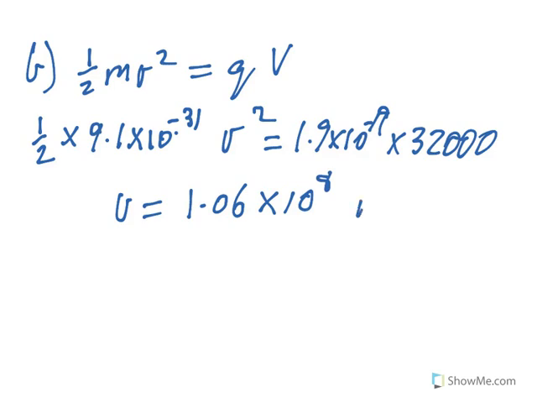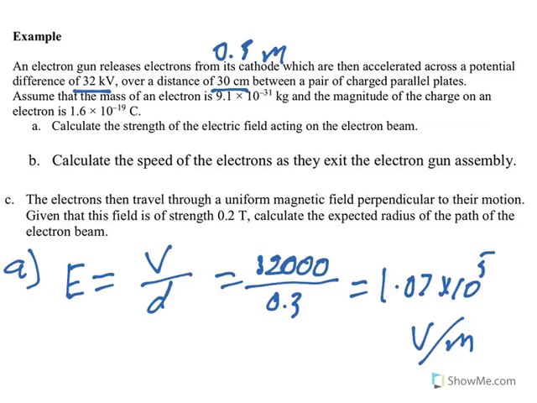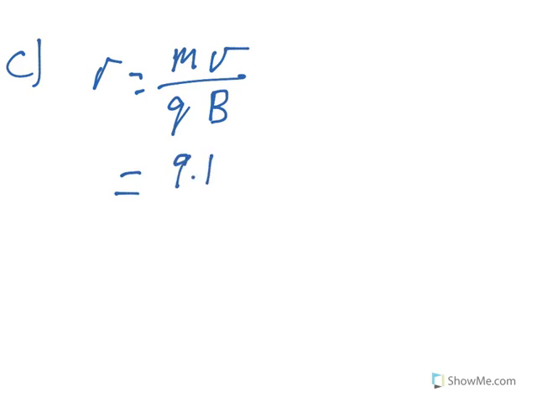All right, so that's getting pretty close to the speed of light, getting much closer to it. Alright, so part C, given that they travel through a uniform magnetic field perpendicular to their motion with 0.2 tesla, calculate the expected radius. Alright, so that was this one here. Alright, so the expected radius will be given by the radius is the mass times the velocity over the charge times the field, and the mass is that of an electron, 9.1 by 10 to the minus 31 kilograms, times the velocity, which we just worked out in the previous part, 1.06 by 10 to the 8.